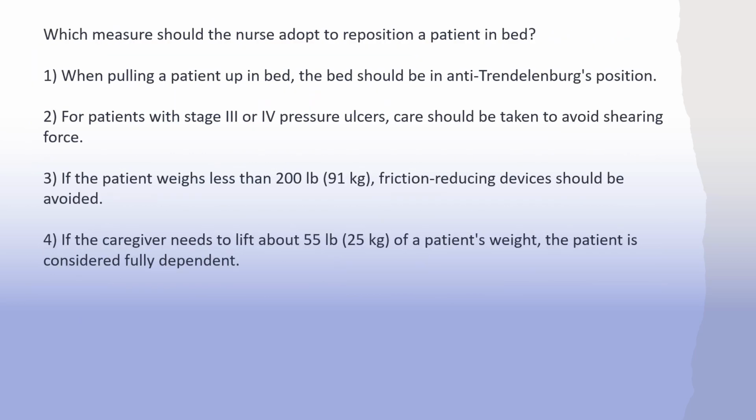Which measure should the nurse adopt to reposition a patient in bed? 1. When pulling a patient up in bed, the bed should be in Trendelenburg's position. 2. For patients with stage 3 or IV pressure ulcers, care should be taken to avoid shearing force. 3. If the patient weighs less than 200 pounds, 91 kilograms, friction-reducing devices should be avoided. 4. If the caregiver needs to lift about 55 pounds, 25 kilograms of a patient's weight, the patient is considered fully dependent.